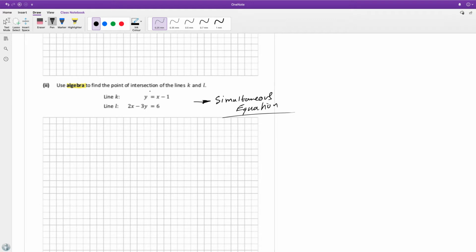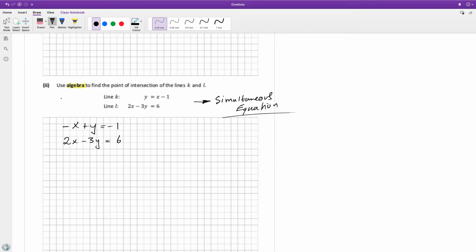Right. First things first, though, we've got to make them look like each other. So what's wrong with the top line? So what are we going to do? Move the x over. So we're going to change the top line so it's minus x plus y is equal to -1, and 2x minus 3y is equal to 6. Now, does anyone know what two things I need to work with a simultaneous equation?